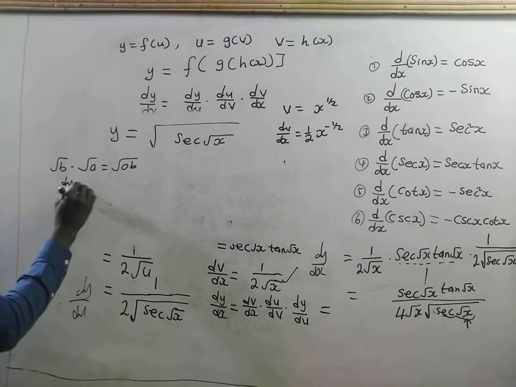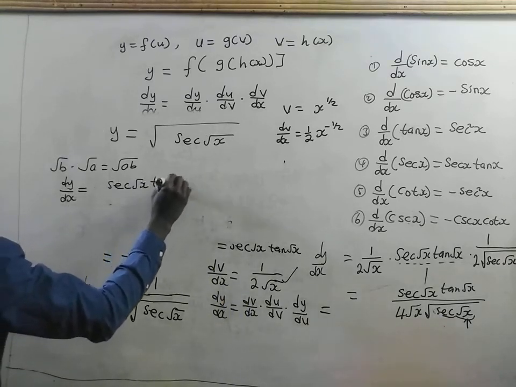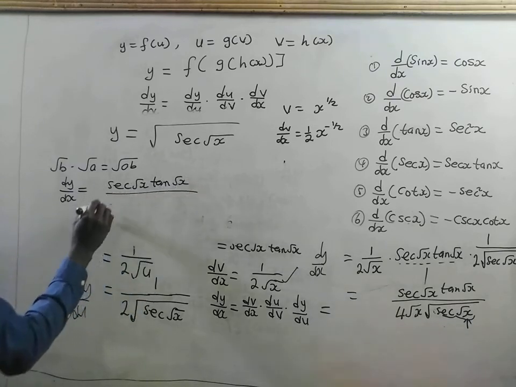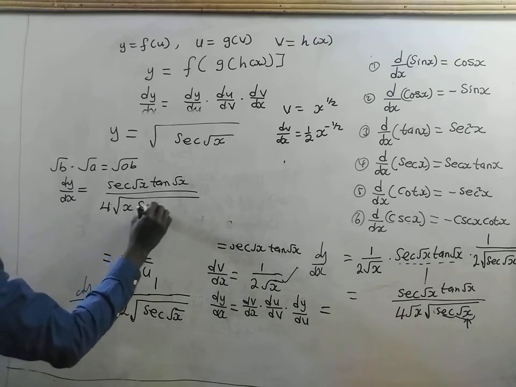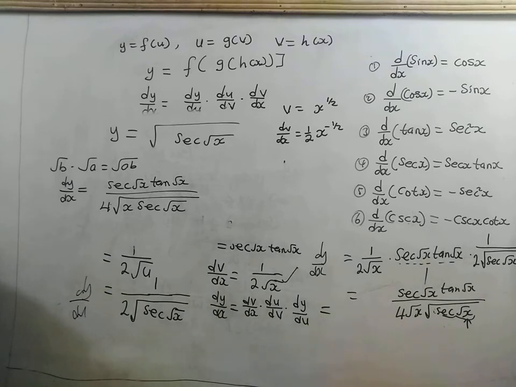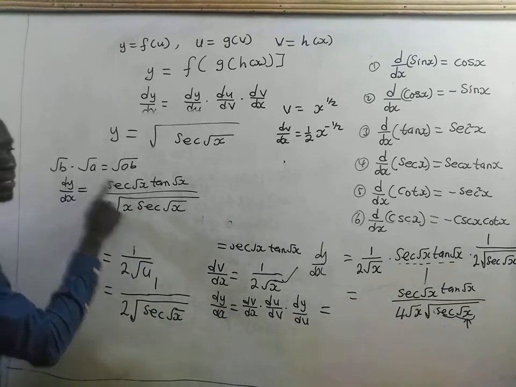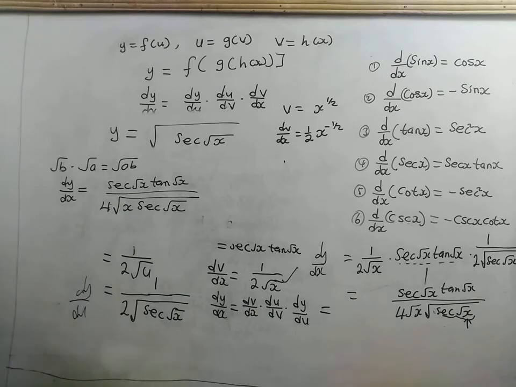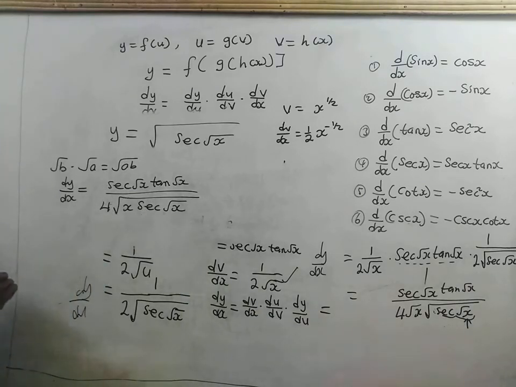So we are going to get dy on dx to be equal to secant of root x times tangent of root x, all divided by 4 times square root of x times secant of square root of x. Very, very simple as that. Here B is x and A is secant of square root of x. So we multiply B and A, and that is our final answer. Wow, let's take the next example.